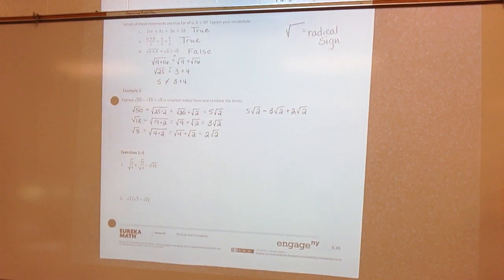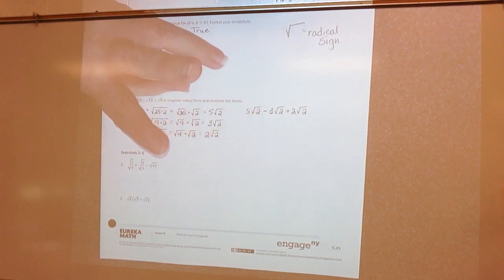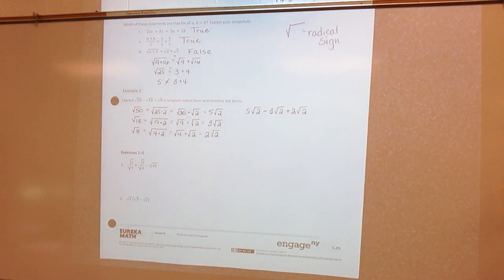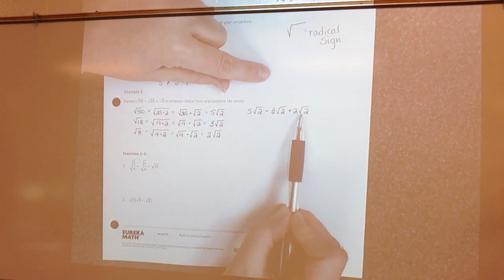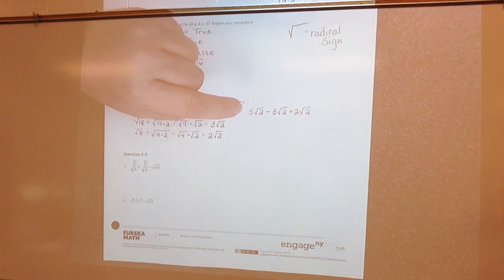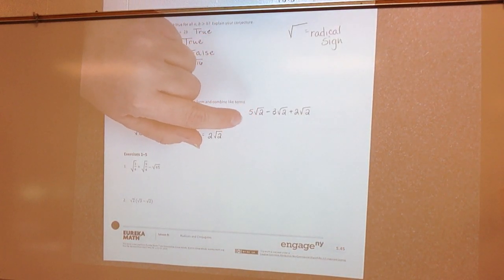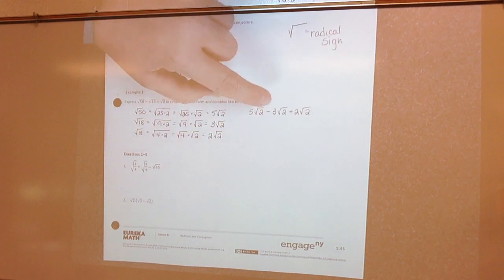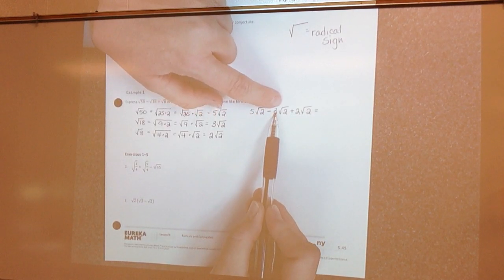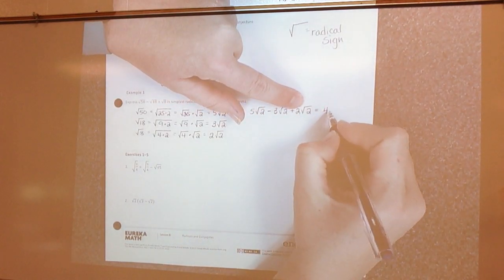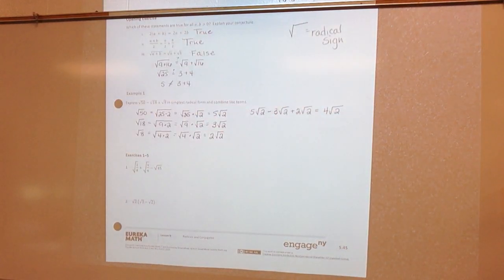All right, now it says combine like terms. So how do we know they're like terms? Guys, here's how I know these are like terms. They all are attached to a square root of 2. It's kind of like an x. If they all have an x, I can add them together or subtract them from each other. Same here. So I can combine: 5 minus 3 is 2, plus 2 is 4, and then the square root of 2 stays the same. So my answer here would be 4 square root of 2. Okay?